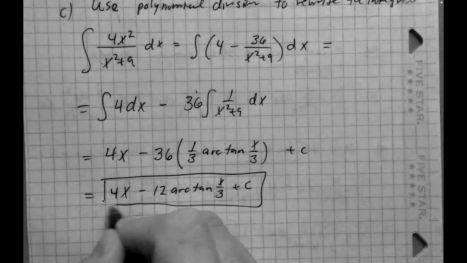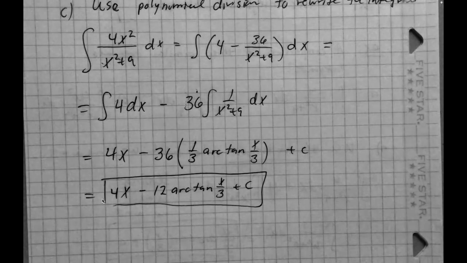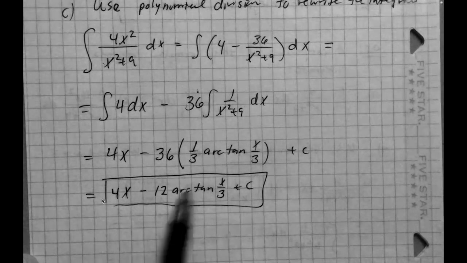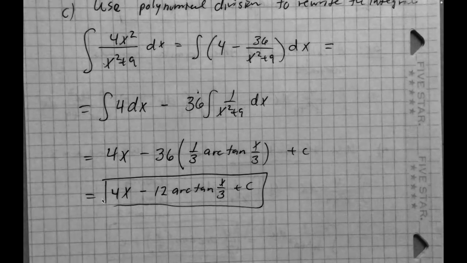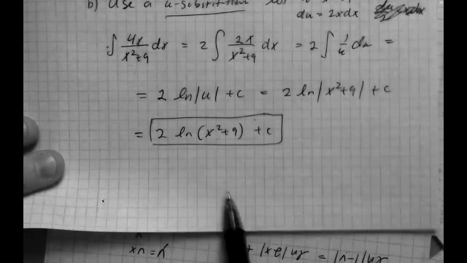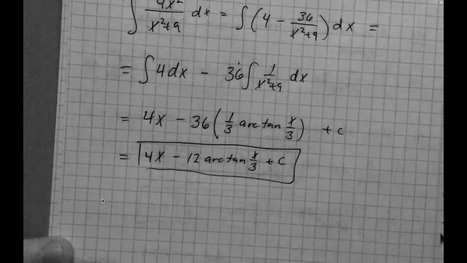Right, so again, a very, very different result from the previous examples. Right, so I guess it's sort of similar to the first example in that it has an arctangent in it, but very different from the second one for sure. Okay, so here's what we got for the first one. Here's what we got for the second one. And then this third one, very different.